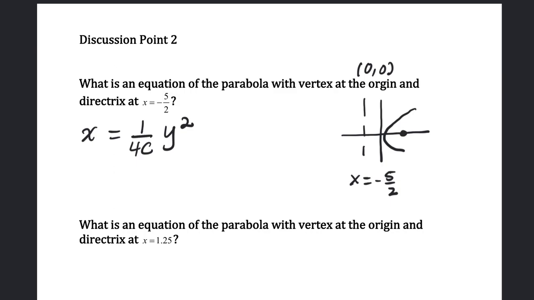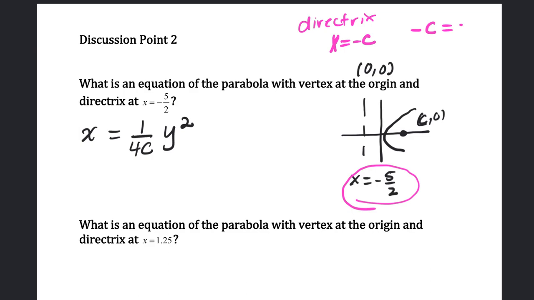This point is (c, 0), and so I need to find c. To find c, I'm going to use the directrix. I do know that the directrix is x equals -c, so actually, I already have it right here. So I have -c equals -5/2. I divide both sides by -1, so c is actually 5/2.